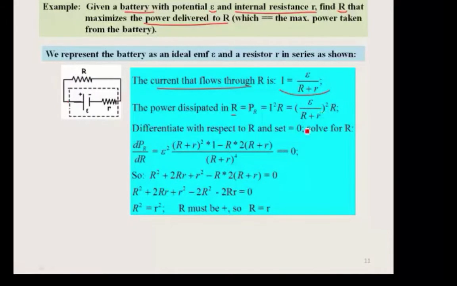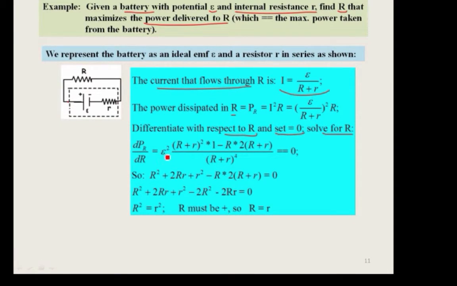We form that, and then to find the maximum value, we're trying to find the R which will give us the maximum value. We differentiate with respect to R, set that derivative equal to 0, and solve for capital R. So here's the derivative that we want, and if you put in the equation for P sub R up above, this is what you get when you take the derivative.